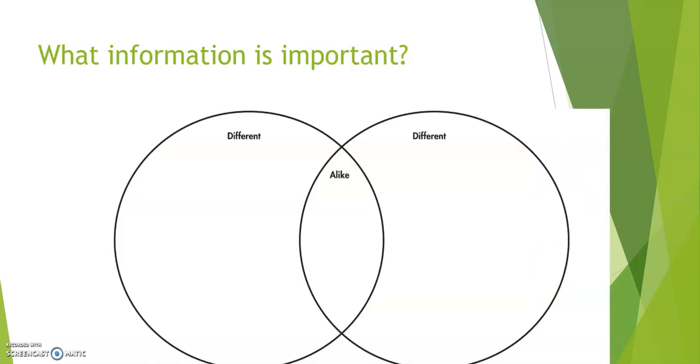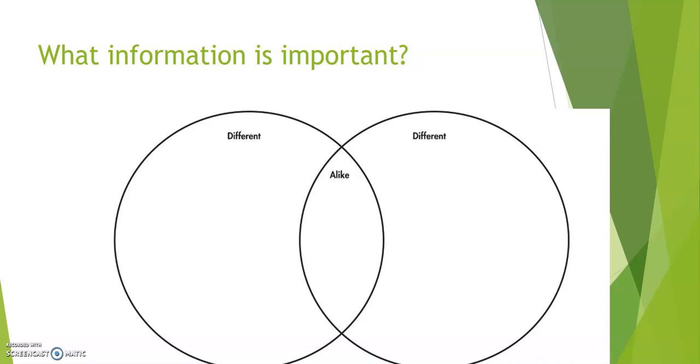I put a little Venn diagram in here to get your mind thinking about the words different and alike. We use multiple sources because you can find different information in them. You will find information that's alike, but you will also find information that is different. Information in different sources can be different because the author might find different things interesting or important. We want to make sure we can identify some information that's the same and information that's different.